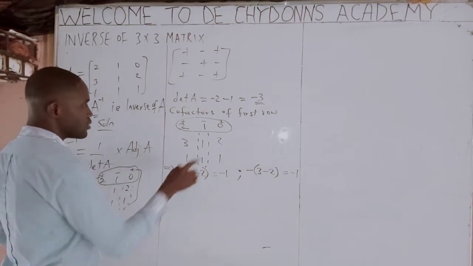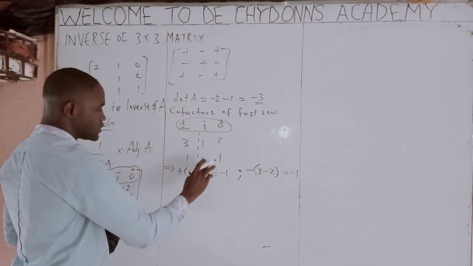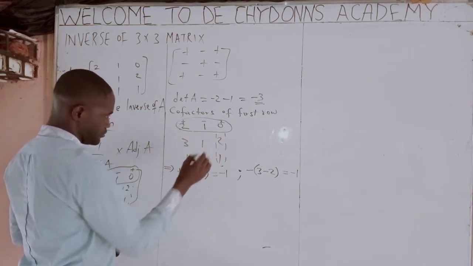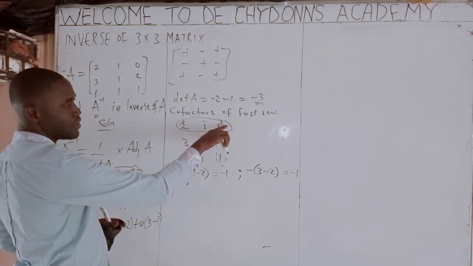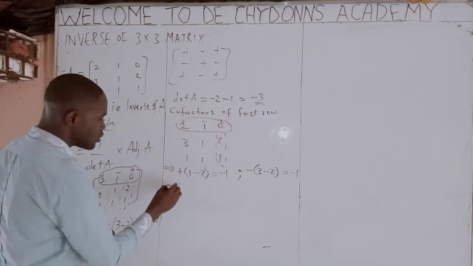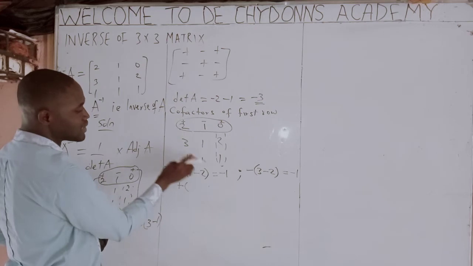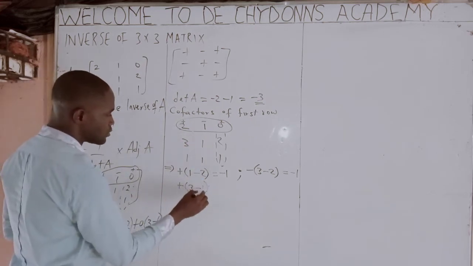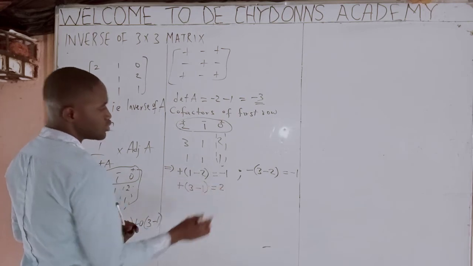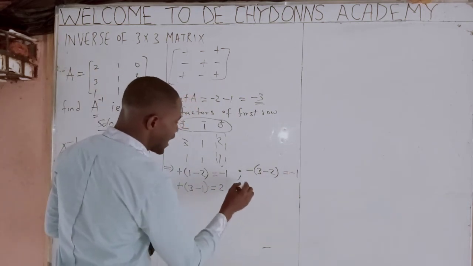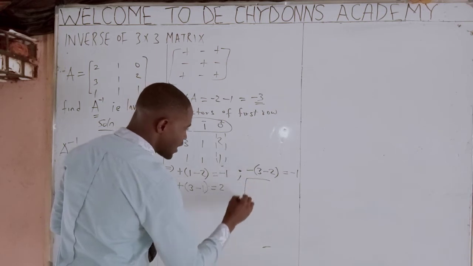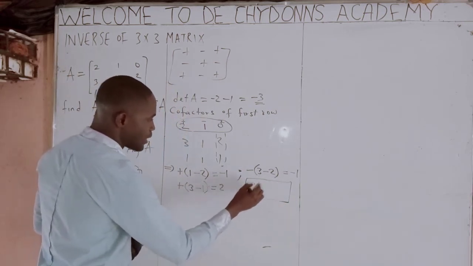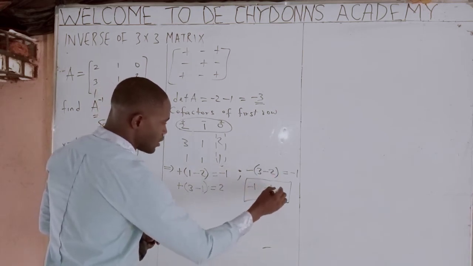Then we clean the second column and hold the third column. The element we have there has a sign plus. Plus bracket. Get the determinant. 3 times 1, 3, minus 1 times 1, 1. That will be giving us 2. So the elements we have finally for the first row are minus 1, minus 1, and 2.